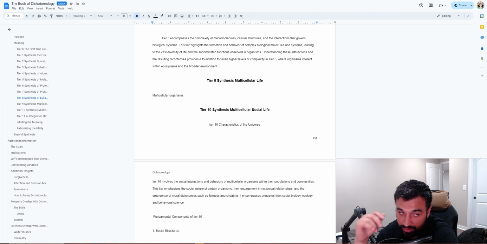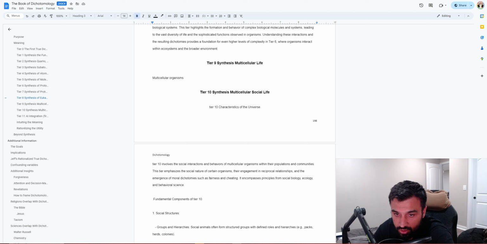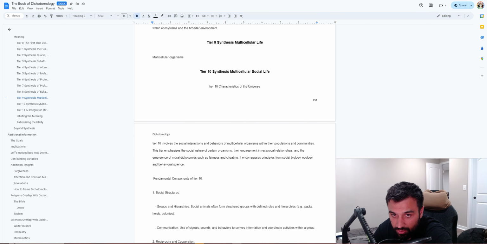I don't know if there's any evidence. I can look this up after this actually and see if there's evidence that there are multicellular organisms that are just 2 cells, or the minimum number of cells. But I do think there's a barrier there, just intuitively. But I would have to research that. So tier 10 synthesis.